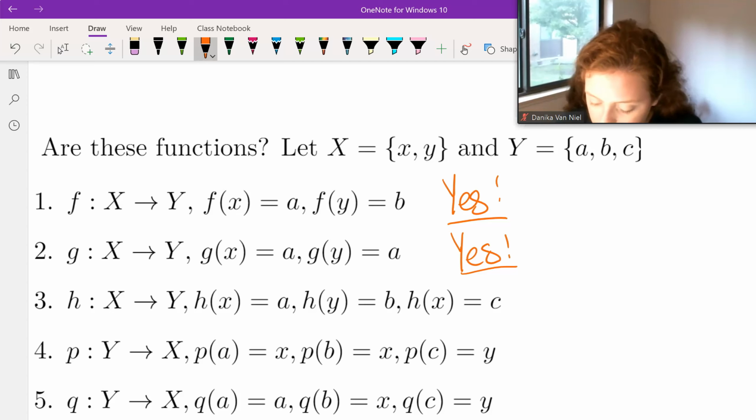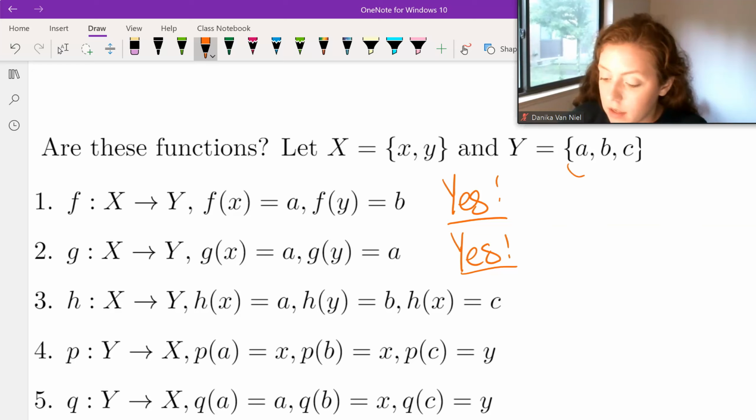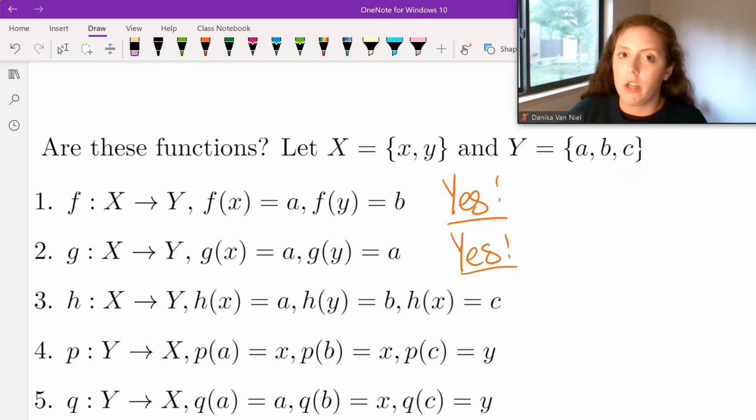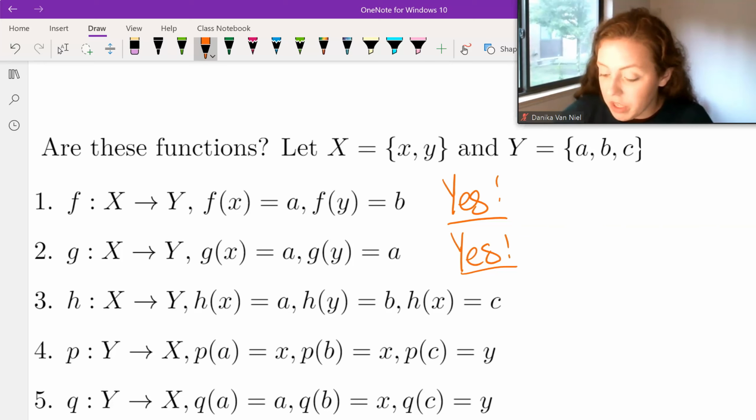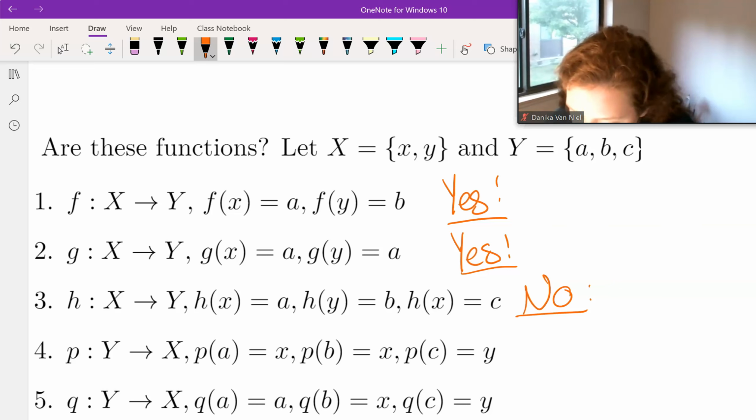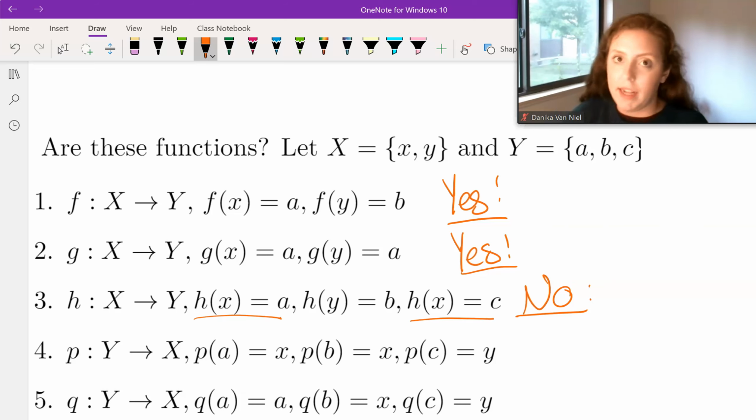Okay, h goes from X to Y. h of x equals a. h of y equals b. h of x equals c. Well, since I'm writing it in a set, I'm assuming that a and c are different. Okay, or else we wouldn't give you a question like that where it's like, oh, secretly a and c are equal, but we're asking if this is a function. So okay. So this would be a no, and that's because h sends x two different places, so that's a problem.